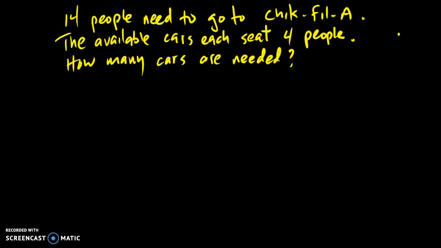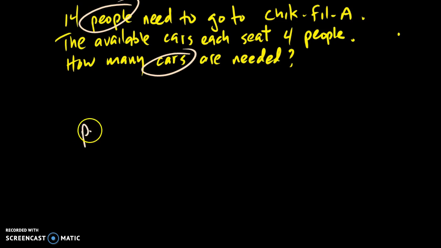Another example, 14 people need to go to Chick-fil-A. The available cars each seat 4 people. How many cars are needed? You could probably do this in your head, but let's see how it works out when you carefully do it with a conversion factor, showing how all the units cancel out. We are starting with people, and we want to know how many cars are needed.